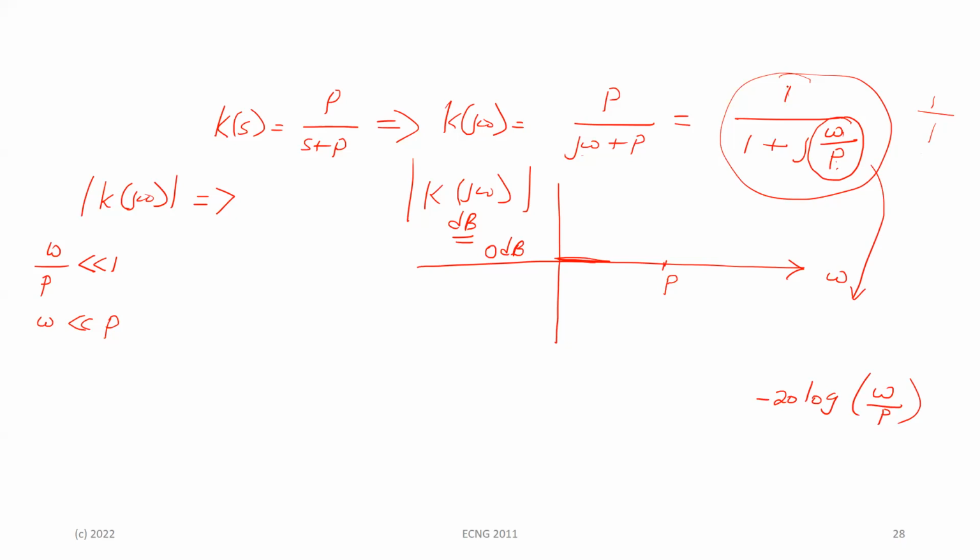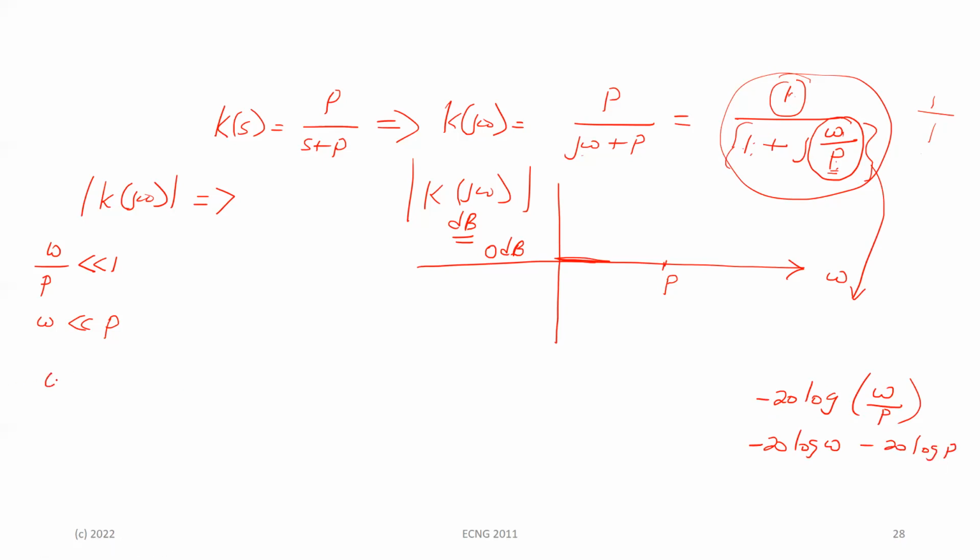Because remember, it's 20 log of 1 minus 20 log of this entire thing. And if omega over P is much greater than 1, then these two, which are 20 log of 1s, go out. You're basically left with minus 20 log omega over P, which is minus 20 log omega minus 20 log P.